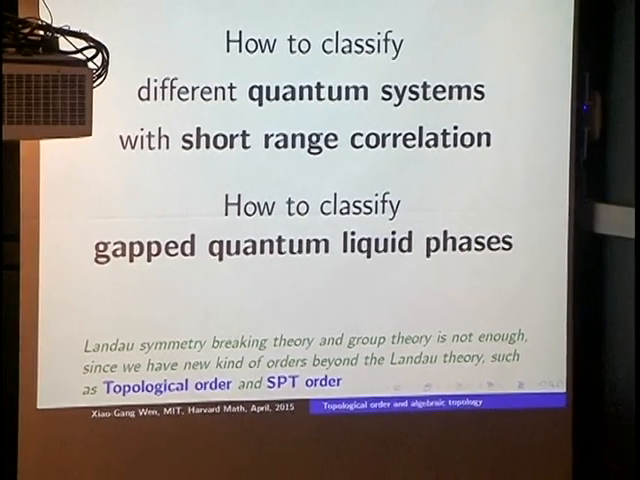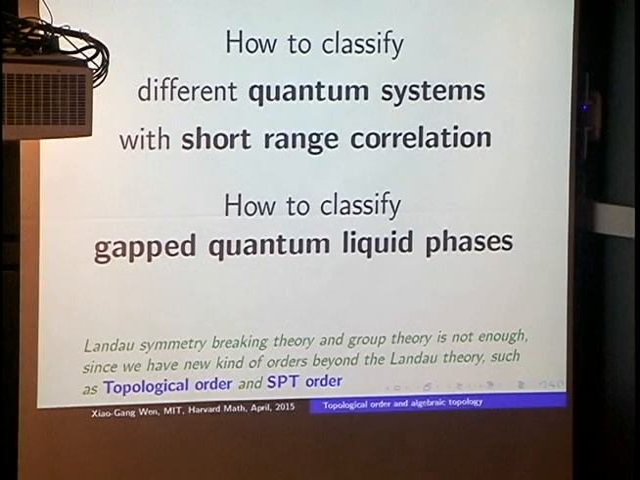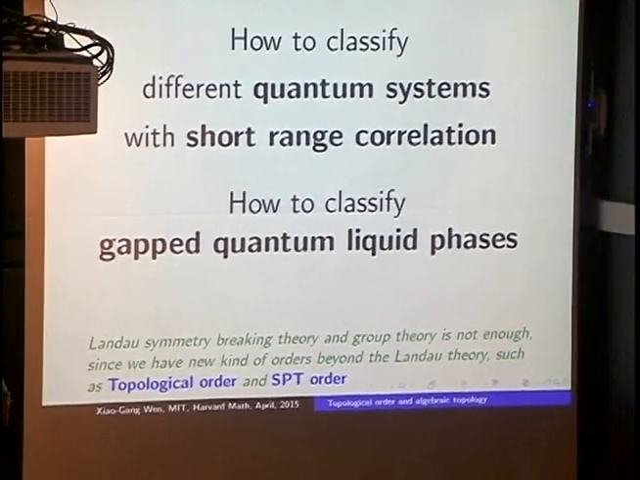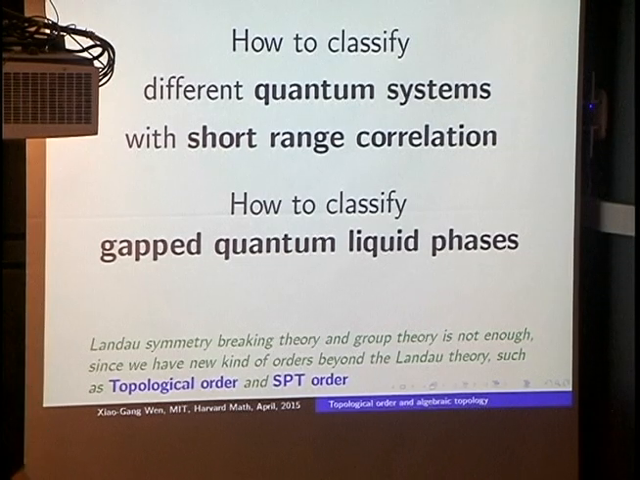If group theory is not enough, symmetry is not enough, then what should you use? What kind of mathematics should you use to classify different phases of matter? Symmetry protected topological order or symmetry protected trivial order, depending on your opinion.